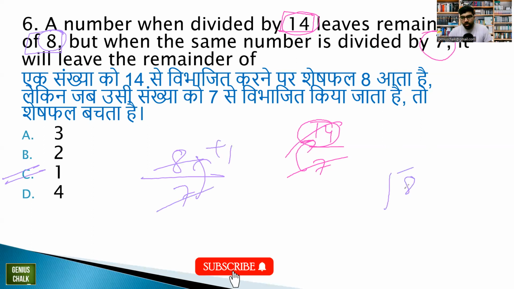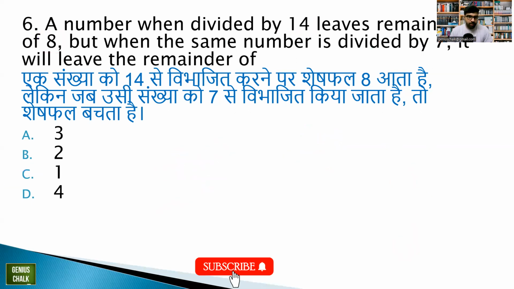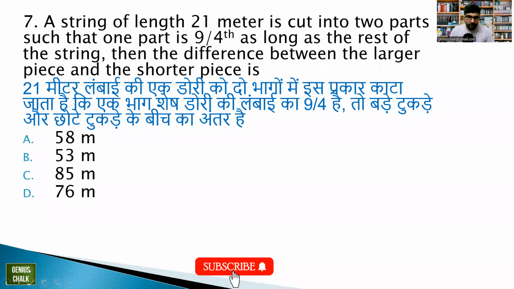If you divide it by 7, of course, 7 ones are 7. You are left with 1 as the remainder. That is my answer. Okay, let's go ahead.